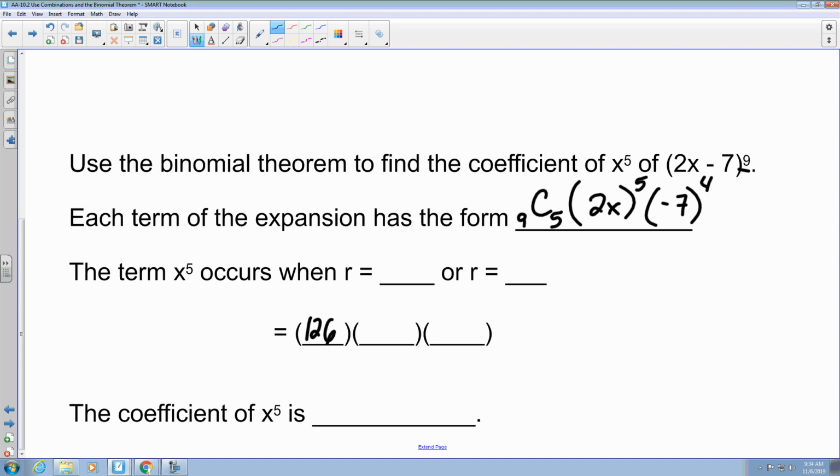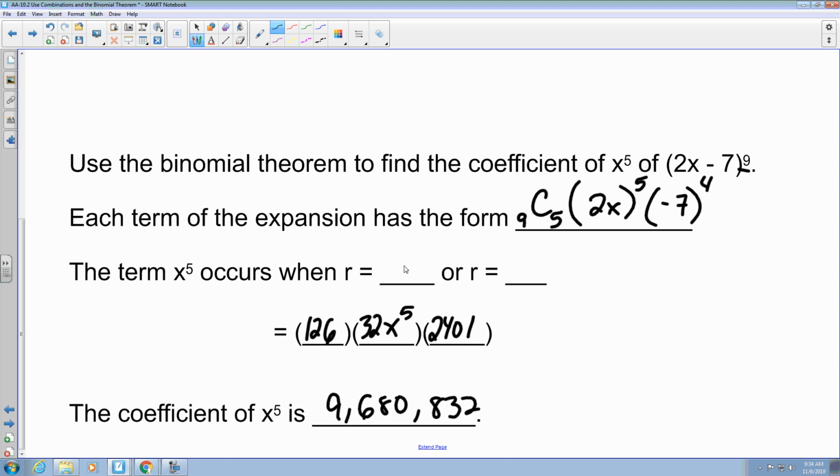2 to the 5th power is 32. x to the 5th is x to the 5th. And then negative 7 to the 4th is 2401. So multiply all those out: 126 times 32 times 2401. I get 9,680,832.